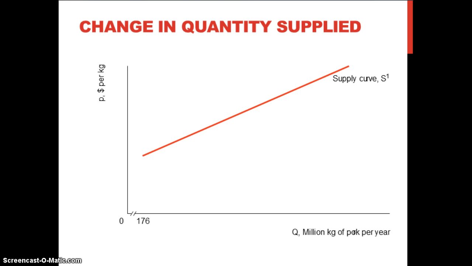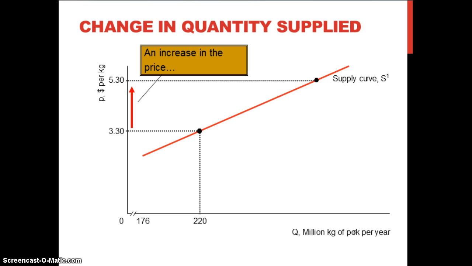The supply curve is a straight line in this graph rather than a curve. So you can see this graph is based on the ceteris paribus assumption. And let's see how this supply curve changes along the price. So at this point, the price of pork is 3.30, and the suppliers sell 220 million kilograms. When the price goes up to 5.30, what happens?